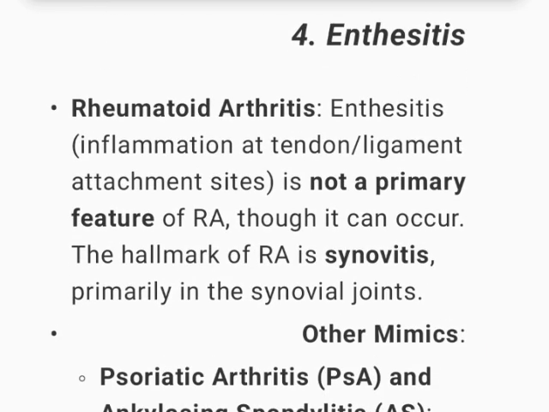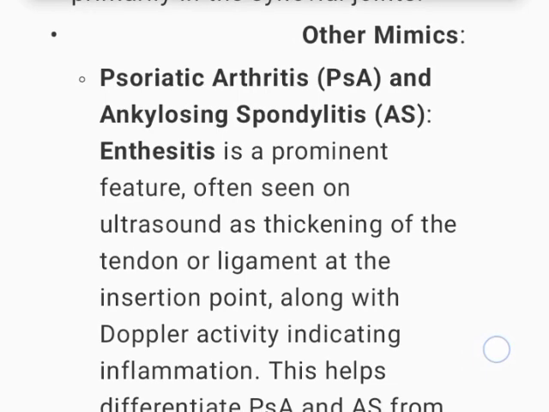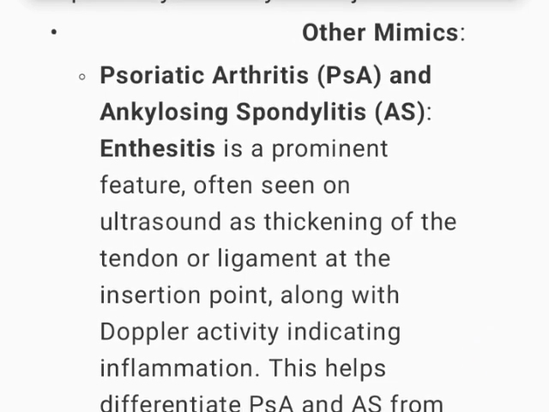4. Enthesitis. Rheumatoid arthritis. Enthesitis, inflammation at tendon ligament attachment sites, is not a primary feature of RA, though it can occur. The hallmark of RA is synovitis, primarily in the synovial joints. Other mimics, psoriatic arthritis, PsA, and ankylosing spondylitis. Enthesitis is a prominent feature, often seen on ultrasound as thickening of the tendon or ligament at the insertion point, along with Doppler activity indicating inflammation. This helps differentiate PsA and AS from RA, where synovitis predominates.